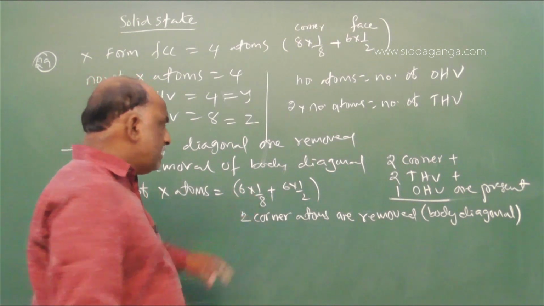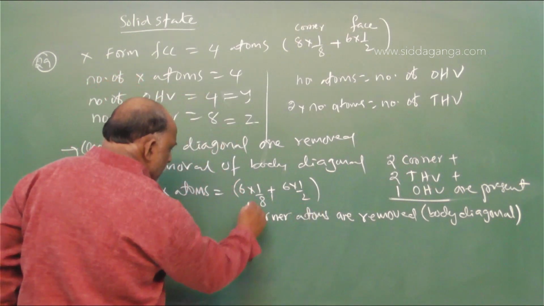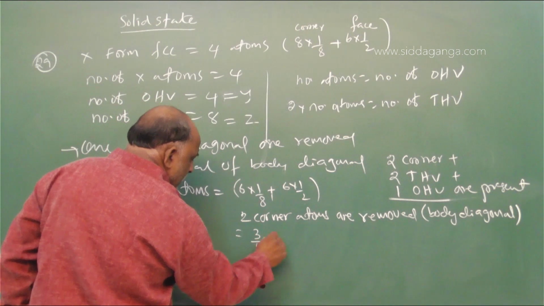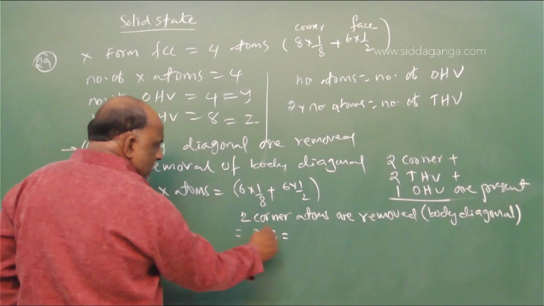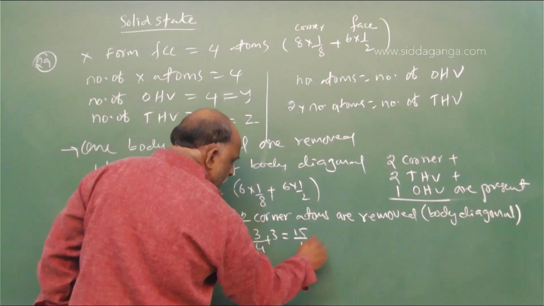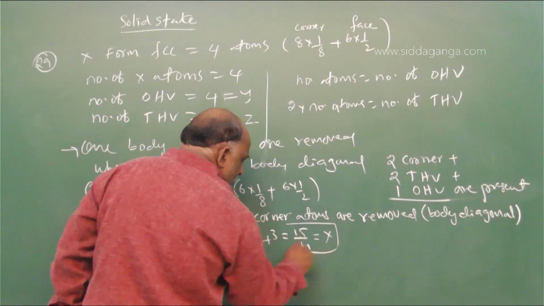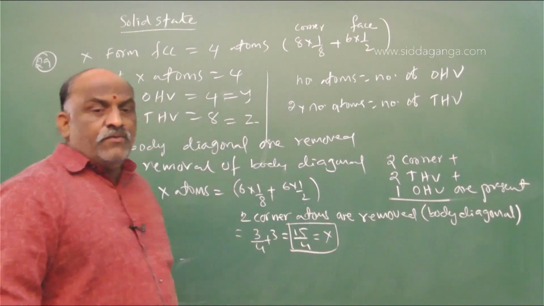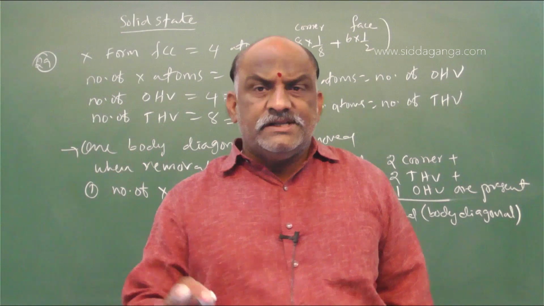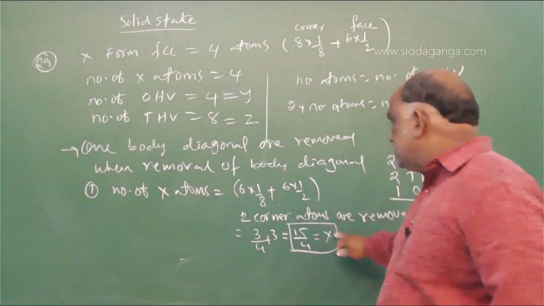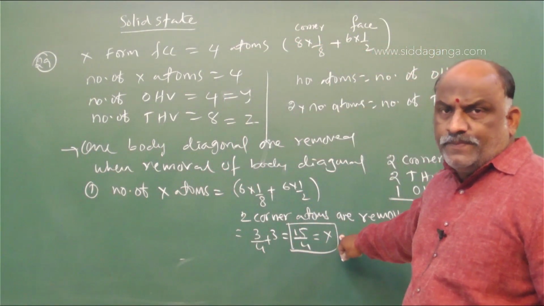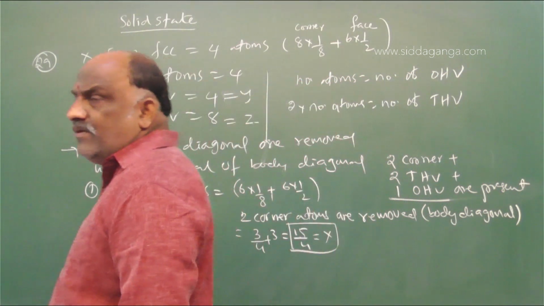3 by 4 plus 3, what do we get? That is nothing but 4 times 3 is 12, so 15 by 4. So how many X atoms are there? 15 by 4 X atoms will be present. Number of X atoms is equal to 15 by 4.